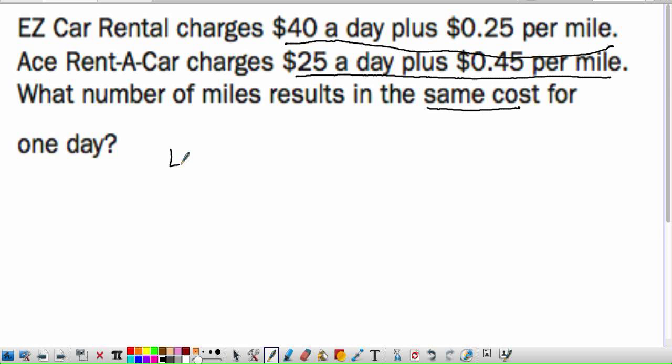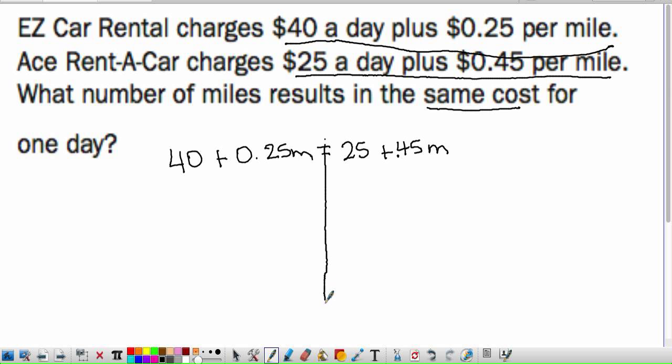So Easy Car Rental charges $40 a day plus 25 cents per mile. And we want to know, when is that going to be equal to Ace, who charges $25 a day, but then they charge 45 cents per mile. So we're going to go ahead and draw our line down our equal sign. And let's combine these variable terms. Let's move the 0.25m since it's smaller. We're crossing the equal sign, so we have to do the inverse, which is subtract 0.25m off both sides.